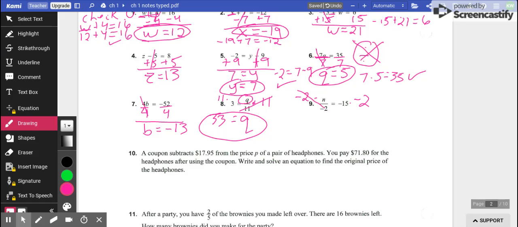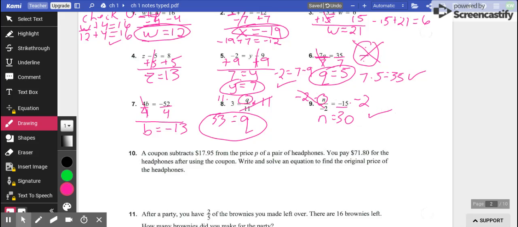So multiplying and dividing by -2, those cancel out. It gives me 1. I'm left with just n on this side. When I do a negative times a negative, it is a positive, and 15 times 2 is 30. Again, always going back, checking those answers. If I plug in a 30 for my n, 30 divided by -2 is in fact -15, so it checks out.